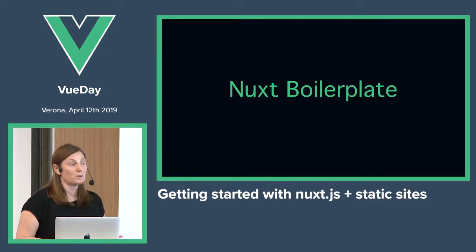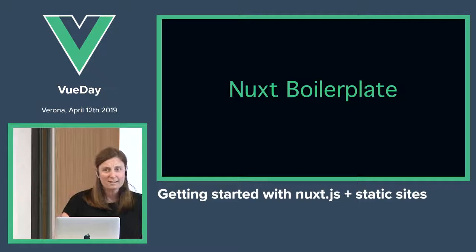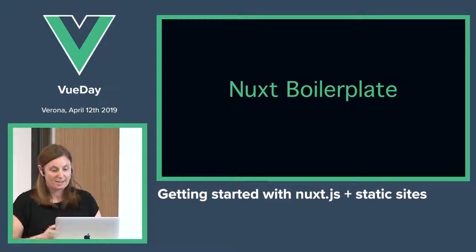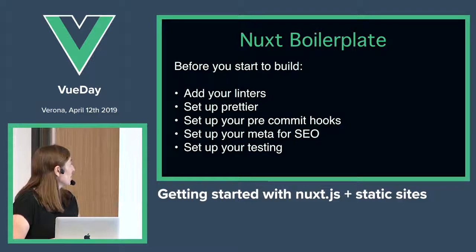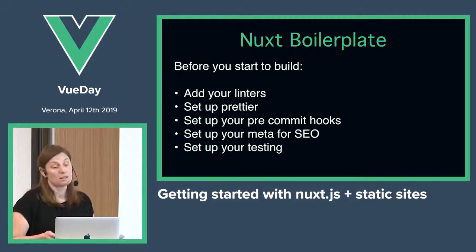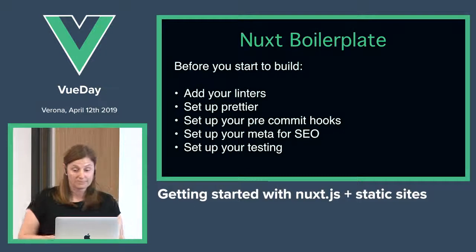Okay, so a Nuxt boilerplate. When you're setting up your project, I always like to have a boilerplate. Even though Nuxt gives you pretty much everything, it doesn't give me everything I want. So I always have to add that little bit extra. So before I start, I add my linters, I set up my prettier, set up my pre-commit hooks, I set up my meta for all my search engine optimization, and I set up my testing.